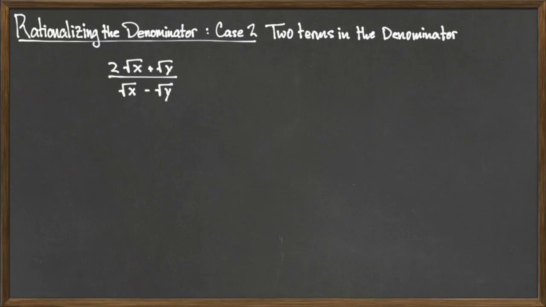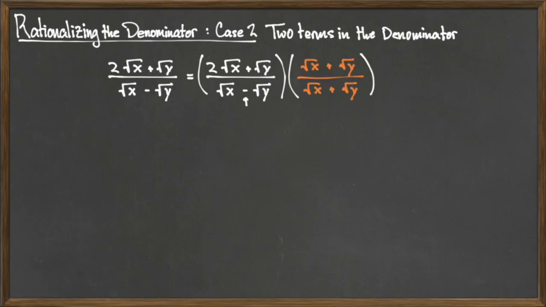Suppose that my quantity looks like 2 times root x plus root y divided by root x minus root y. I multiply by the conjugate. And the conjugate in this case is going to be the square root of x plus the square root of y divided by square root of x plus the square root of y. The original denominator term had a negative sign, so I change it to a plus.